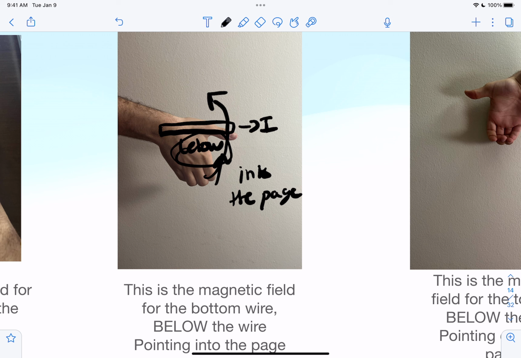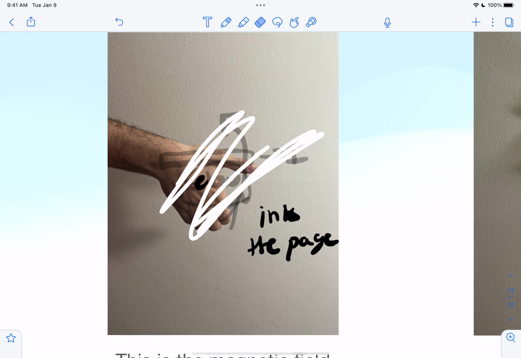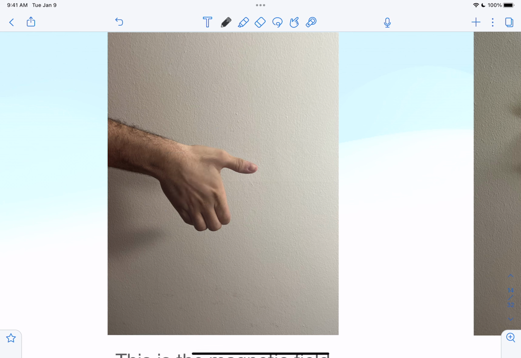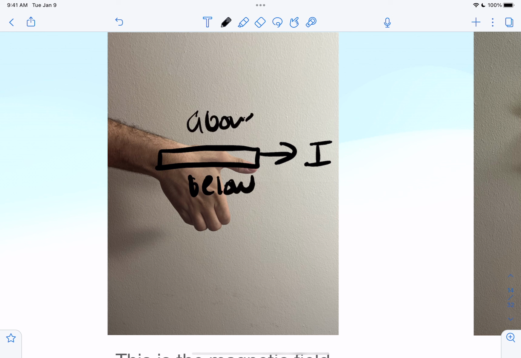So if you start in this exact same position here, this is the wire, here's the current following the direction of my thumb, here's below the wire, here's above. If I wrap my fingers around, I can see that everywhere below the wire is going to be pointing into the page, into the wall. As soon as I start wrapping my fingers around, they curl upwards, and then they come towards me.